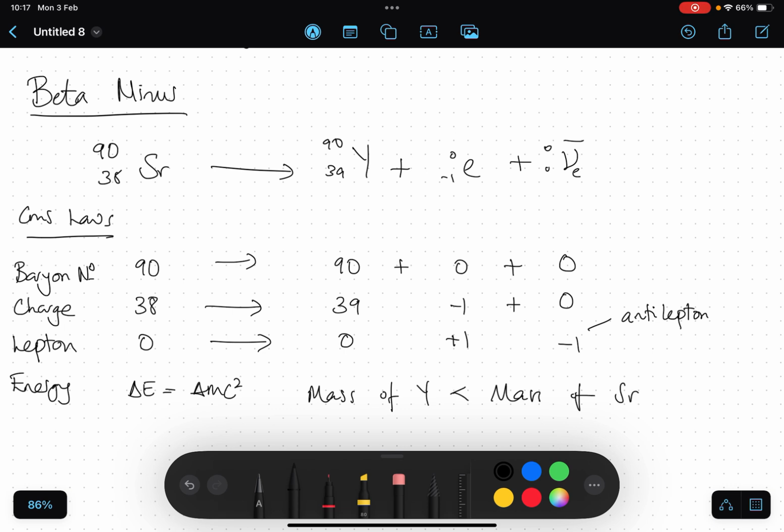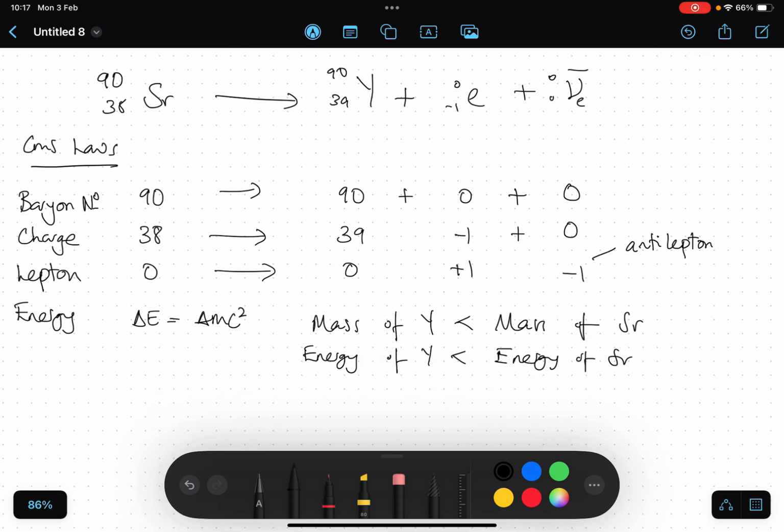And so that means that the energy that corresponds to this mass is also less than that for strontium. Now we have to obey the conservation of energy. Energy cannot be created or destroyed. So if we've got less energy on the right-hand side, we need to be able to account for it. So scientists did the calculation, and they discovered that there was around about 1 kilo electron volt of missing energy.